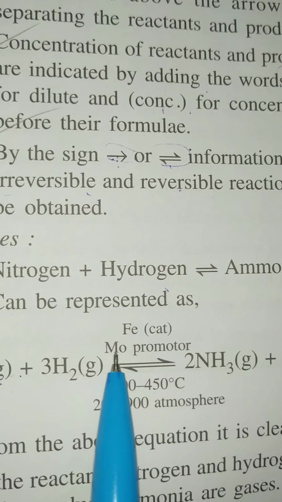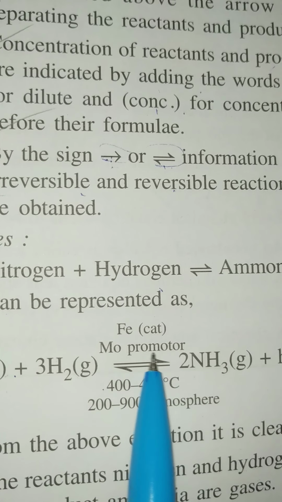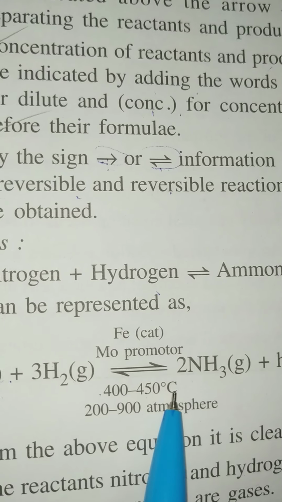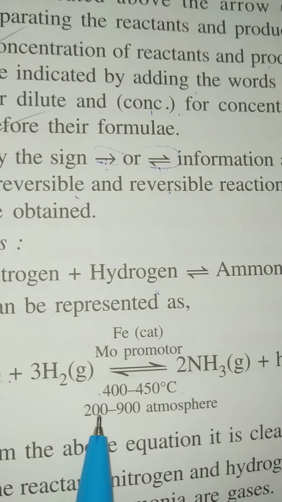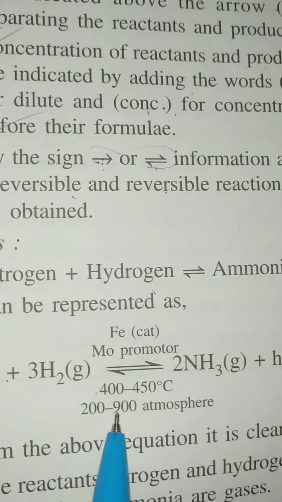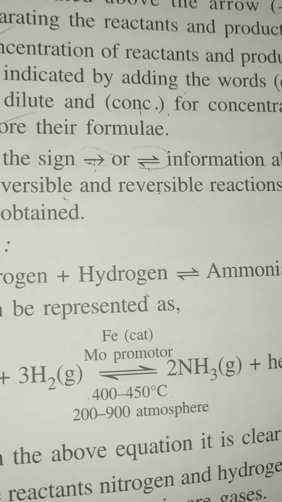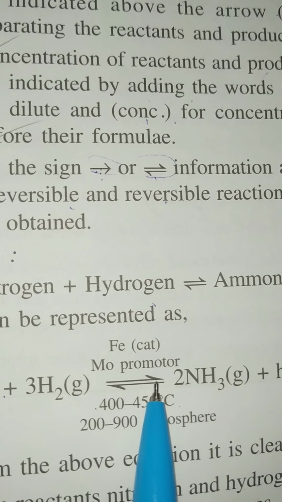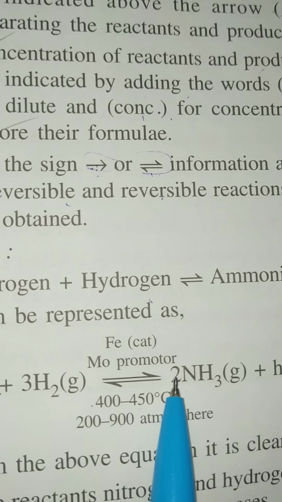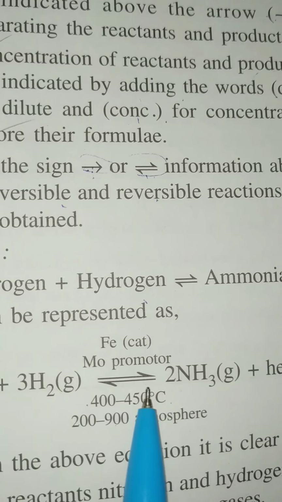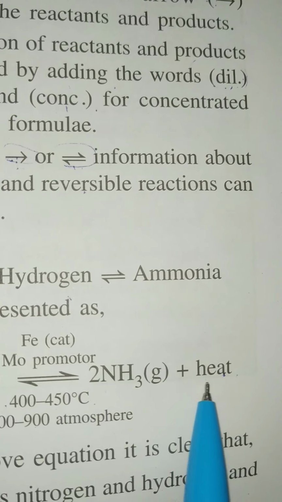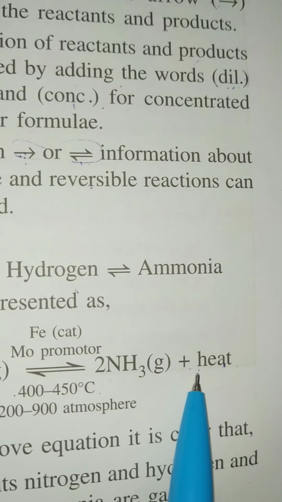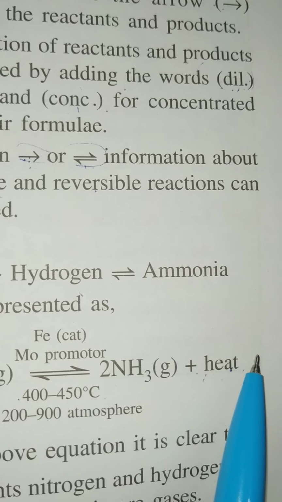here above the arrow they have mentioned the catalyst Fe, and Mo is used as a promoter, and the temperature here is 400 to 450 degrees Celsius, and the pressure is 200 to 900 atmospheric pressure. So here are the conditions. Now this arrow indicates that this reaction is a reversible reaction, and plus heat here indicates that this reaction is an exothermic reaction. It means the heat is evolved in this reaction.